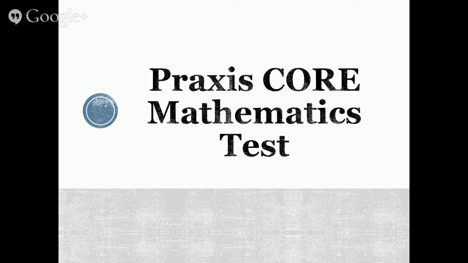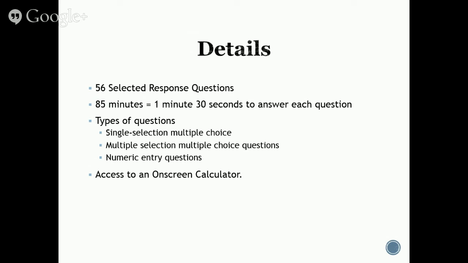So the final part of the test is the Praxis CORE mathematics test. This test is going to have 56 selected response questions. Now, these are going to be some form of multiple choice or entry boxes. You're going to have 85 minutes to answer the questions just like you did in the reading test. So you'll have about 1 minute and 30 seconds to answer each question. You'll either have single selection multiple choice questions, multiple selection multiple choice questions, or you'll have a box where you're going to enter a number.